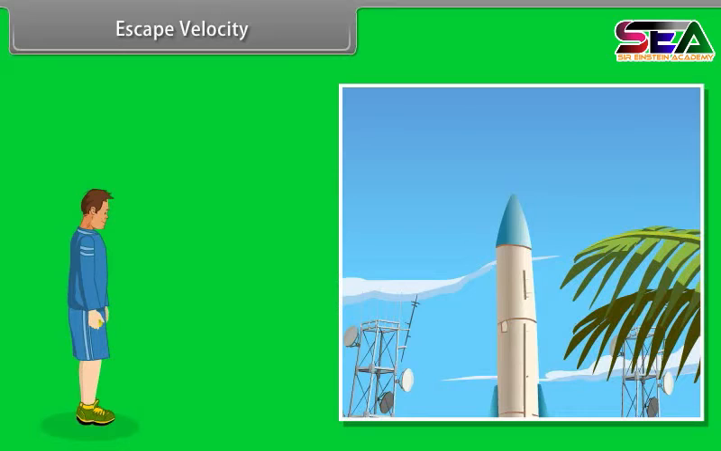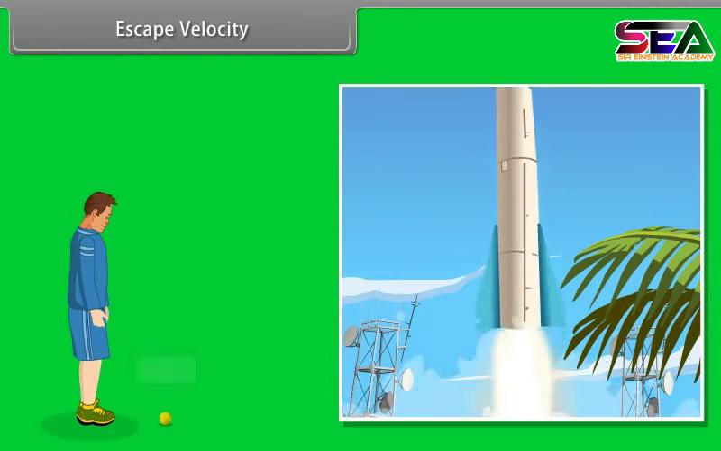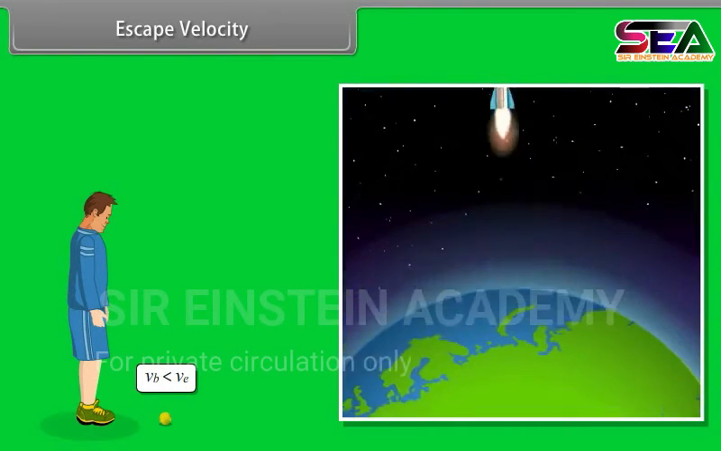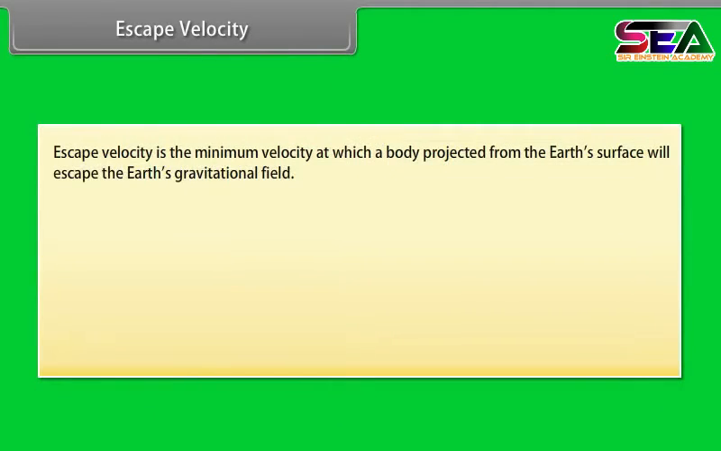Escape velocity. Can we throw an object with such high initial speed that it does not fall back to the Earth? Yes, if we throw an object with escape velocity, it does not fall back to the Earth. Escape velocity is the minimum velocity at which a body projected from the Earth's surface will escape the Earth's gravitational field.